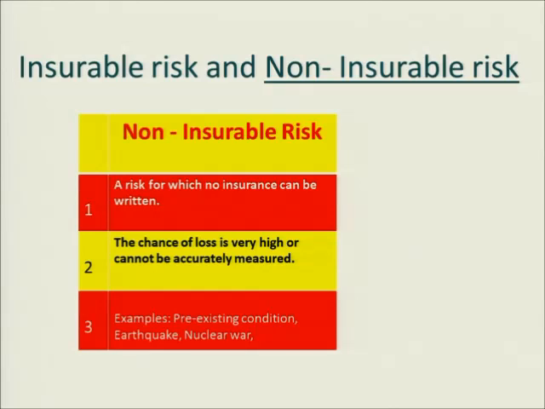Nuclear wars, insurance companies are not really willing to take out cover for those because this is a risk that is too high, that will cost the insurance company too much, and the insurance company may not be able to cover. Those are called non-insurable risks. These are non-insurable risks, which are directly the opposite of insurable risks. So we must be able to distinguish between insurable and uninsurable risk.